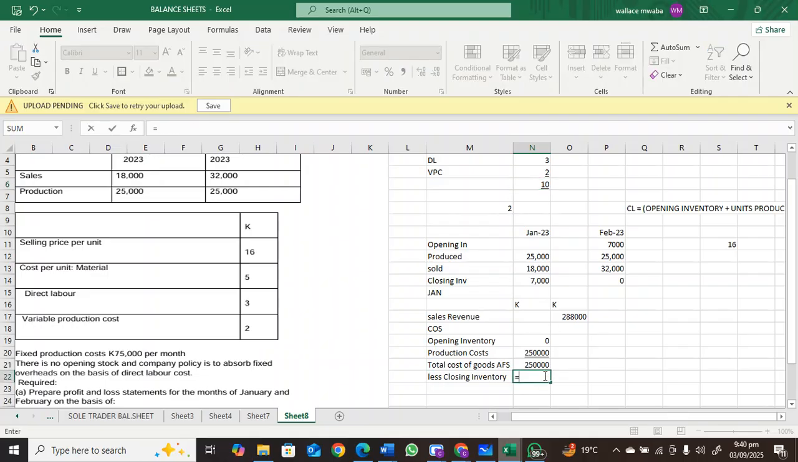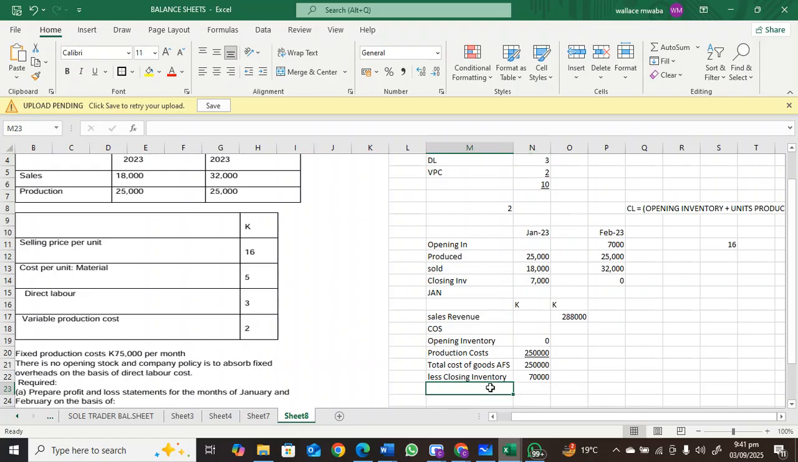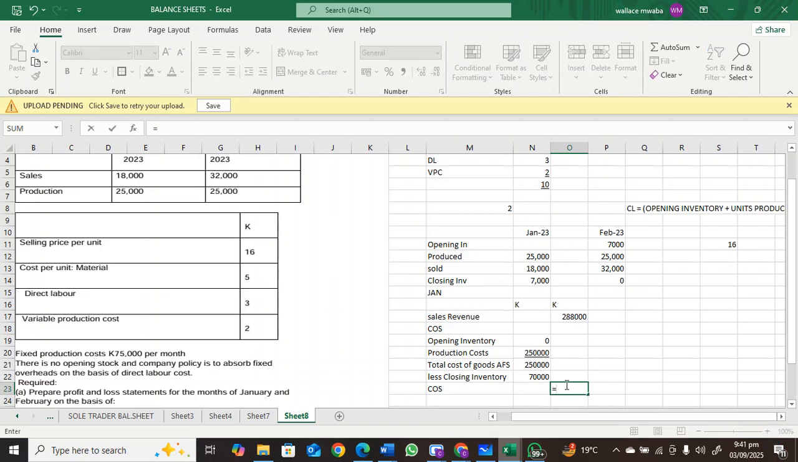So we're going to say 7,000 units multiplied by 10, we get 70,000. All right. So we get our closing inventory. Now we say cost of goods sold. It's the total cost of goods available for sale minus the closing inventory, 180,000.